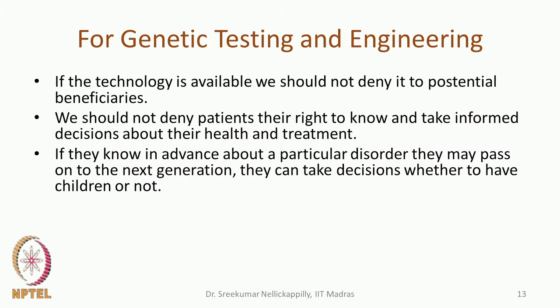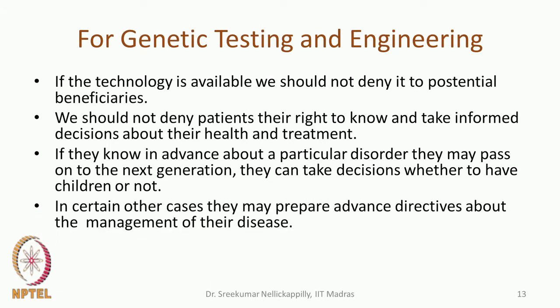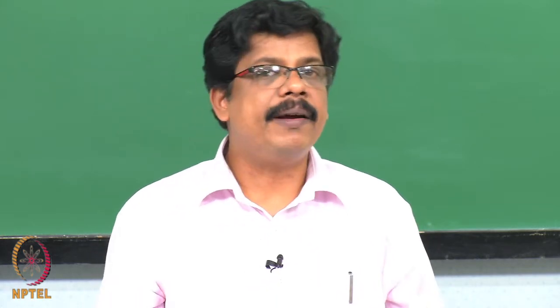One of the greatest advantages is, if you know in advance about a particular disorder which may pass into the next generation, we can take advance decisions and actions to prevent this from happening, which in one way will be a great help for the next generation, for our children. So, in one sense this is going to be a great boon for all of us, and in certain other cases they may prepare advance directives about the management of these diseases. You can plan well in advance, if you know that you are likely to have a particular disease, what to do by that time. And the problem here is not with scientific knowledge or technological know-how.